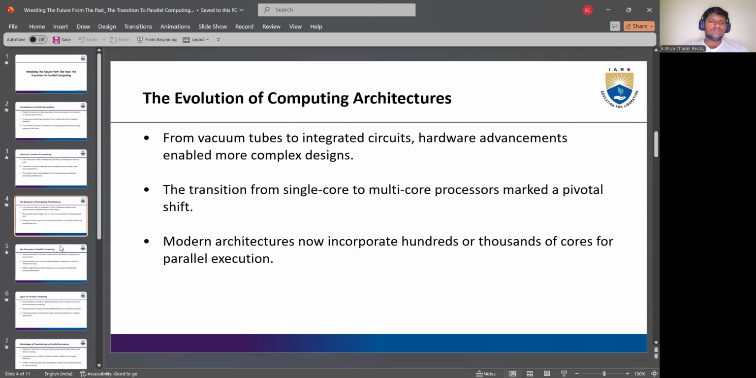Well, coming to the evolution of computing architectures, from vacuum tubes to integrated circuits, hardware advancements enabled more complex designs. The transition from single core to multiple processors marked a pivotal shift. Modern architectures now incorporate hundreds or thousands of cores for parallel execution. So this evolution of parallel computing didn't come only with improvement of software but also hardware too. From the vacuum tubes, the beginning of computer hardware, to integrated circuits and then transistors, and now the CPUs.